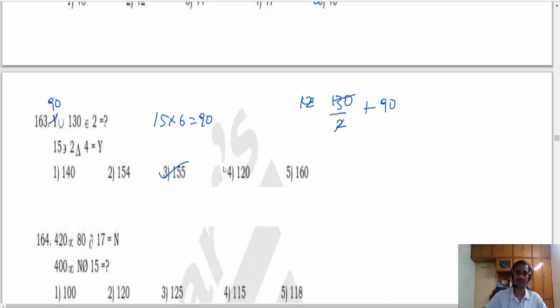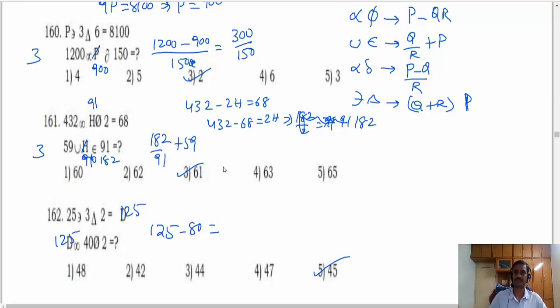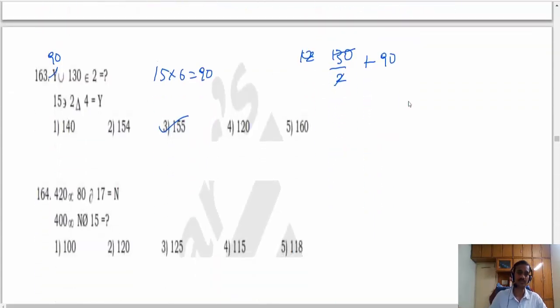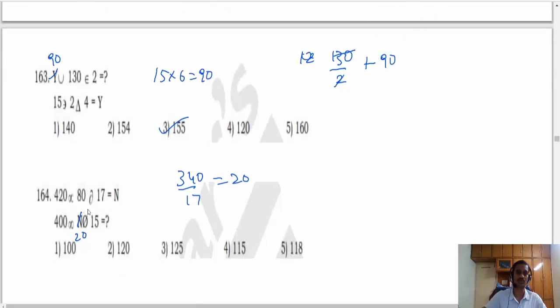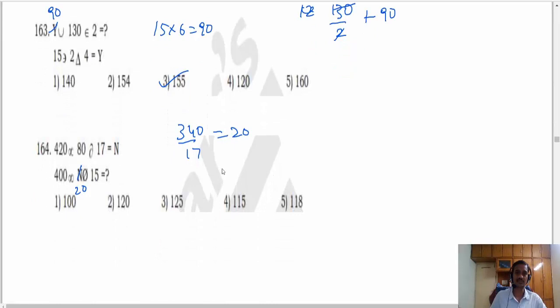Now in this 164, alpha and delta, condition number 3. Then (P minus Q) divided by R. P minus Q, 420 minus 80, that is 340 divided by 17. What is 340 divided by 17? 20. Now the value of n is 20. Take 20 as alpha and pi. First condition, P minus QR, 400 minus 20 into 15, 300. Then what is the difference? We have 100. That is choice 1.